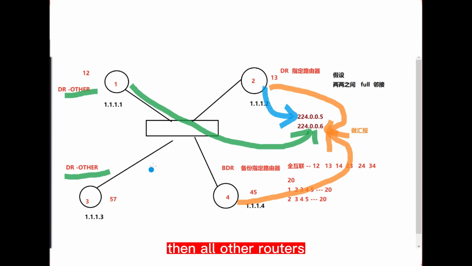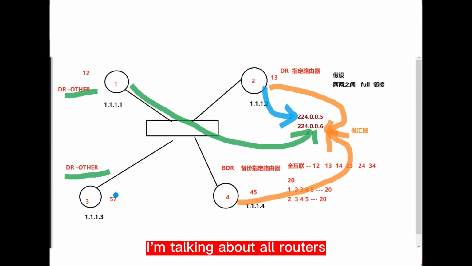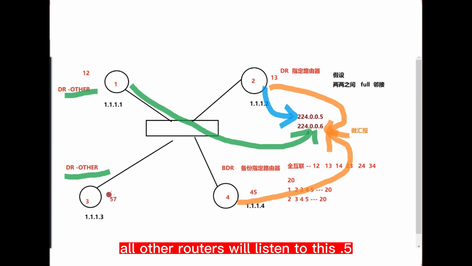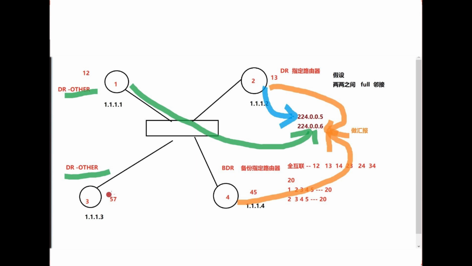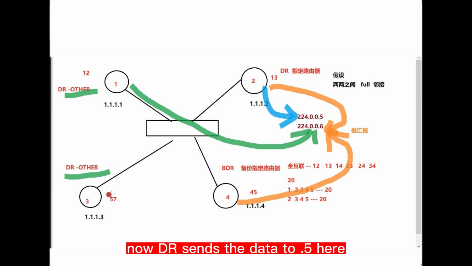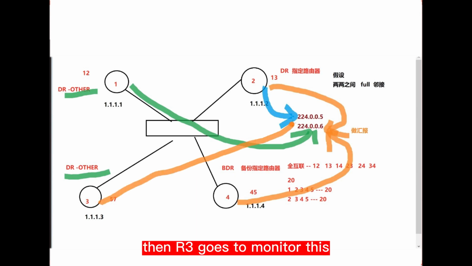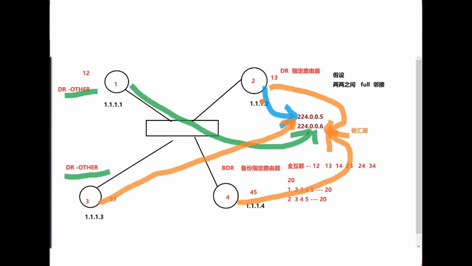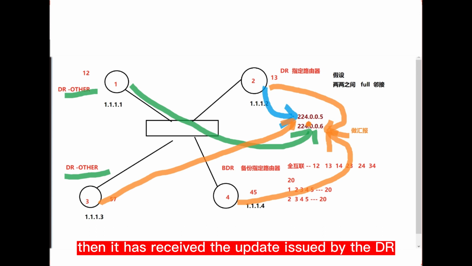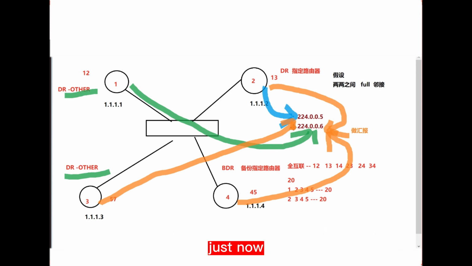Then all other routers, please pay attention. I'm talking about all routers. All other routers will listen to this point 5. That is, now DR sends the data to point 5 here. Then R3 goes to monitor this 5. Then it has received the update issued by the DR just now.